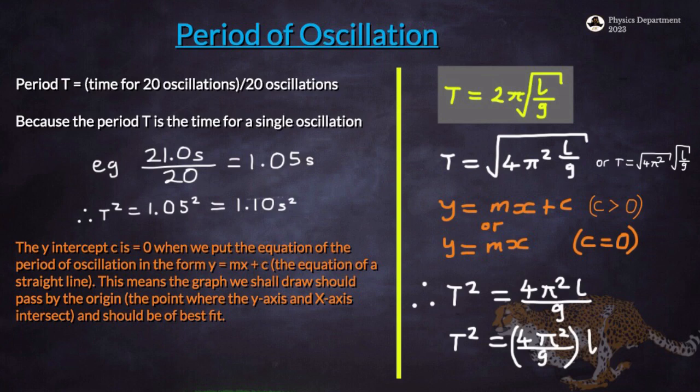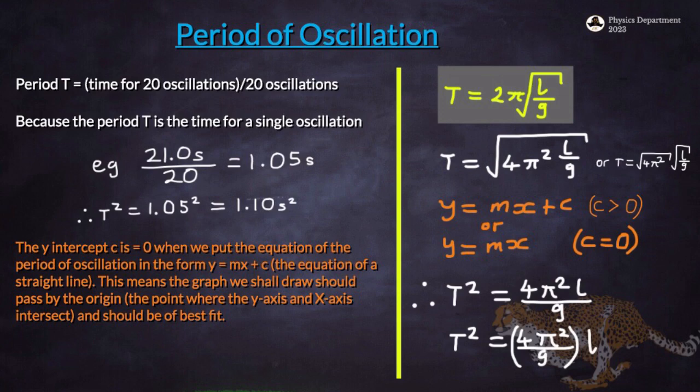So T is equal to the square root of 4 pi squared times the fraction L over g, g being the acceleration due to free fall or acceleration due to gravity, and L being the length of the string. Then we multiply with the 4 pi squared, and then we square root that to get our T.